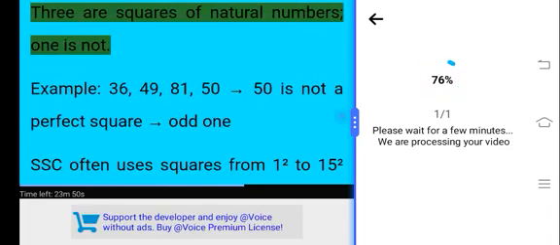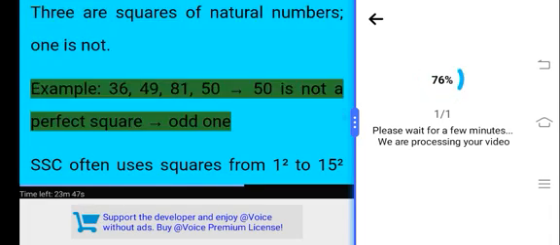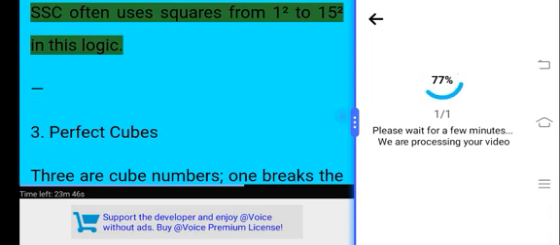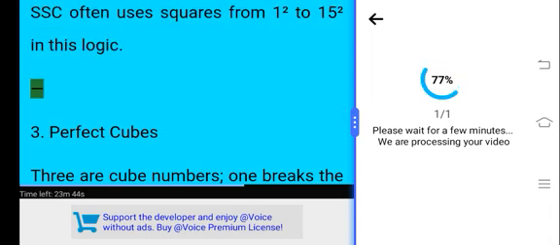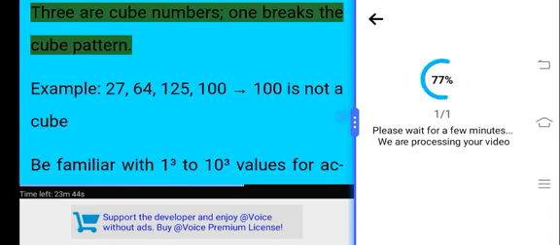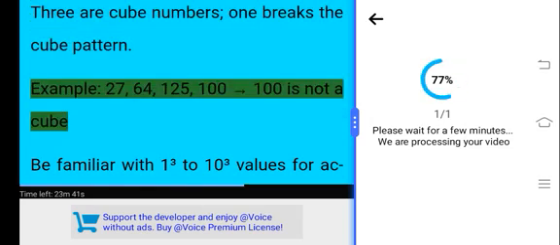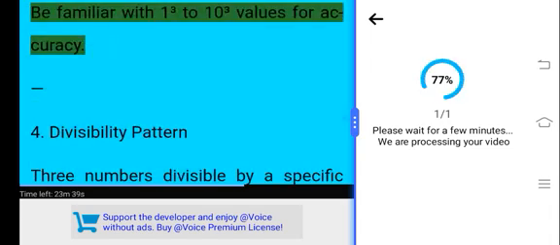2. Perfect squares. 3 are squares of natural numbers, 1 is not. Example: 36, 49, 81, 50. 50 is not a perfect square, so odd one out. SSC often uses squares from 1 squared to 15 squared in this logic. 3. Perfect cubes. 3 are cube numbers, 1 breaks the cube pattern. Example: 27, 64, 125, 100. 100 is not a cube. Be familiar with 1 cubed to 10 cubed values for accuracy.